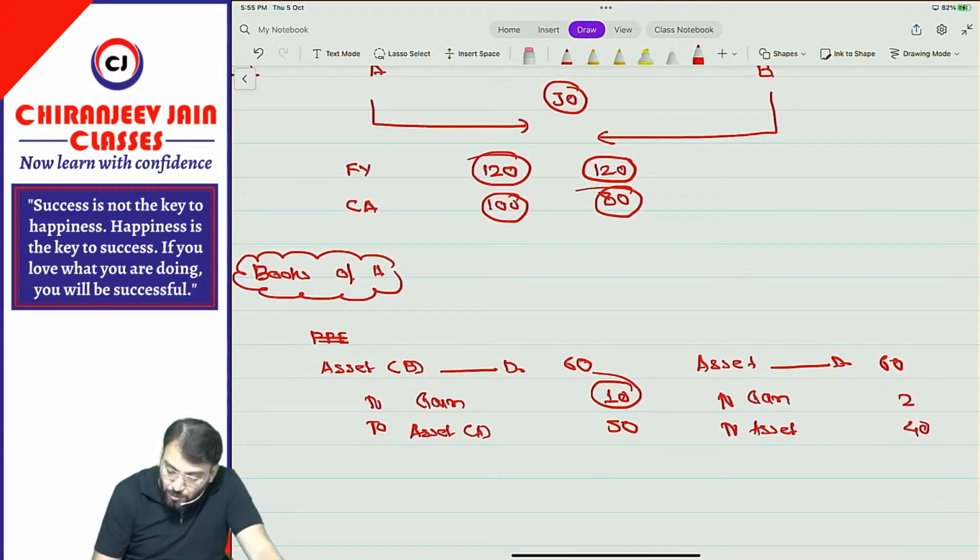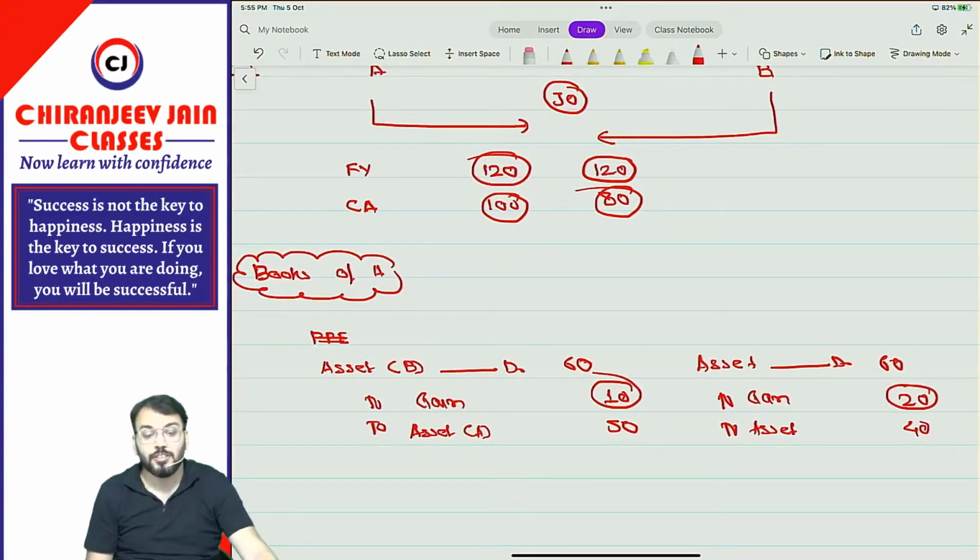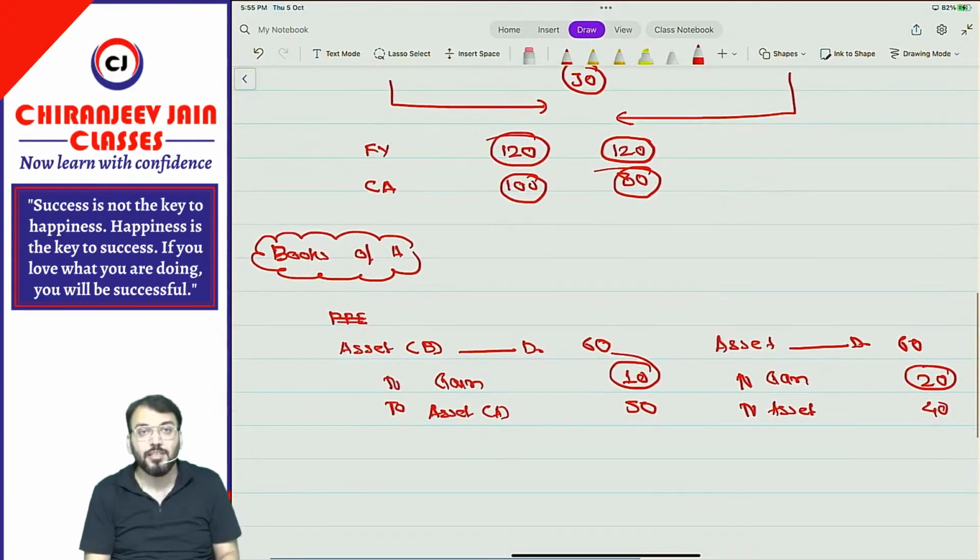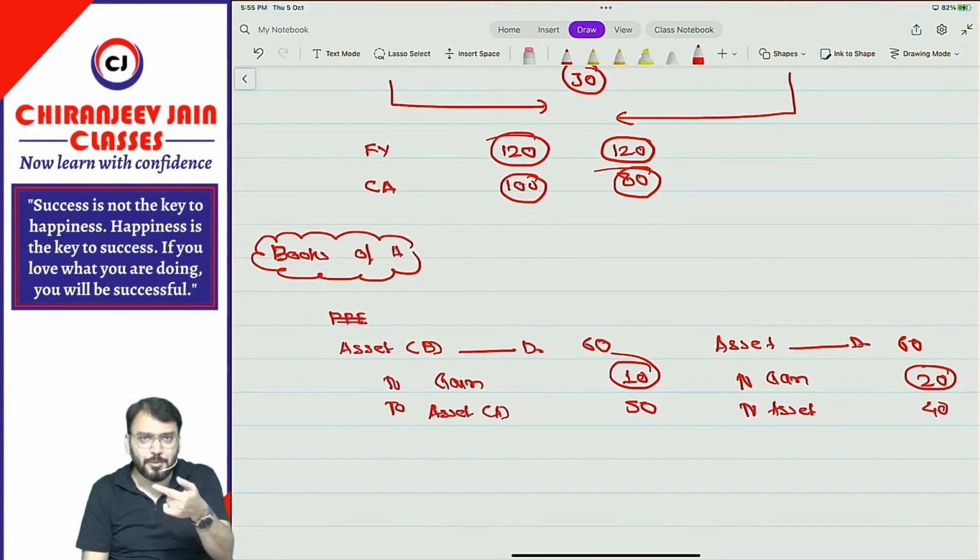So gain will be recognized only to the extent of 20. So you can calculate gain in this way. However, in the solution they have given statement format. You can also do it on a journal entries basis, but in the exam follow the statement format. I hope you have understood this.